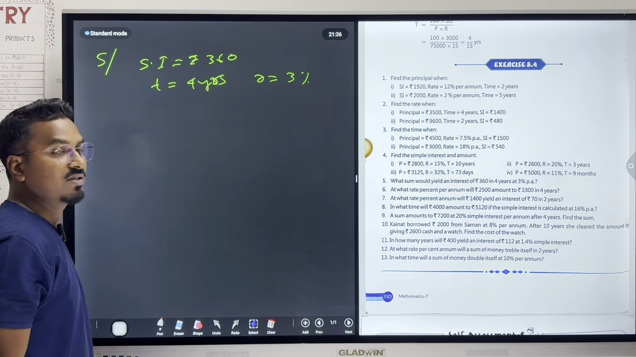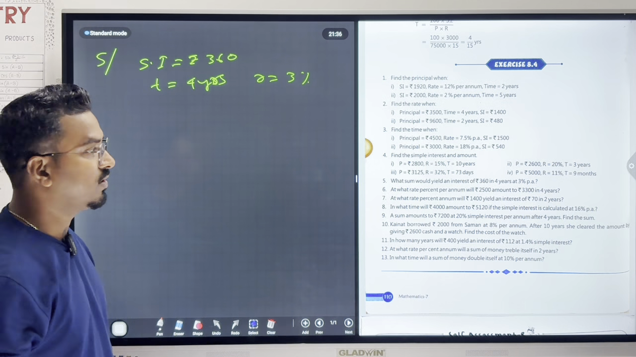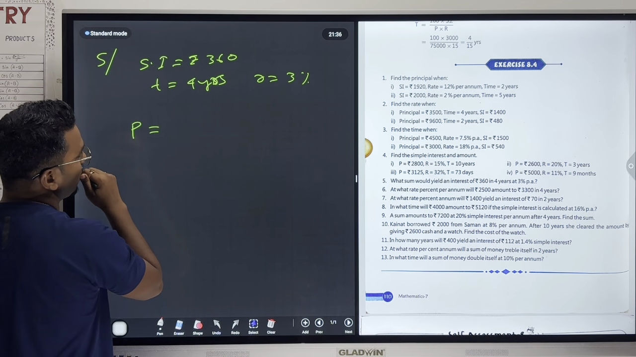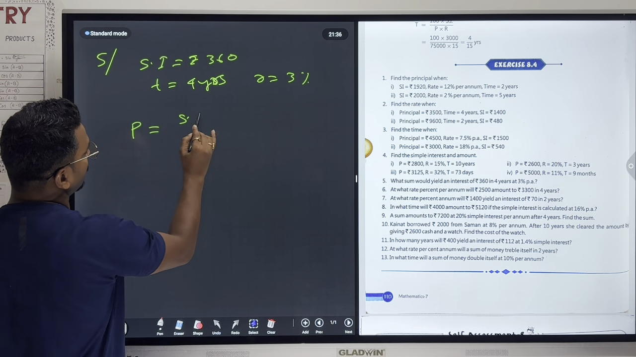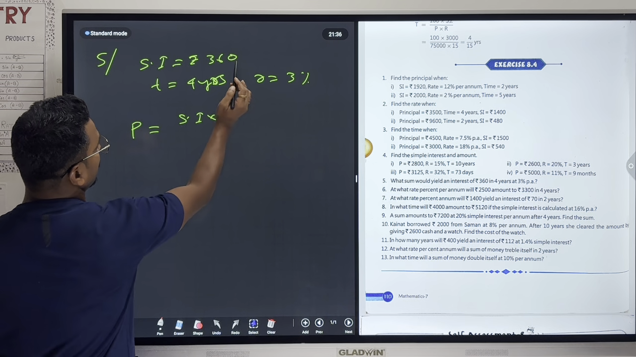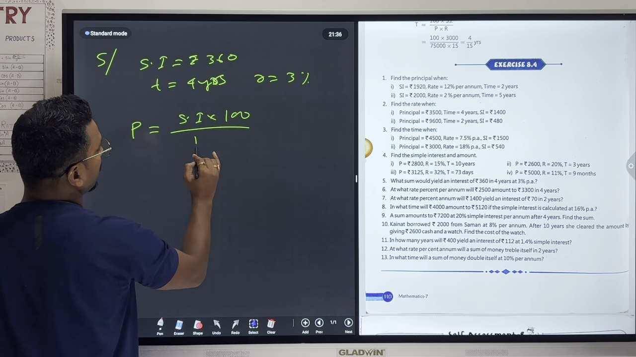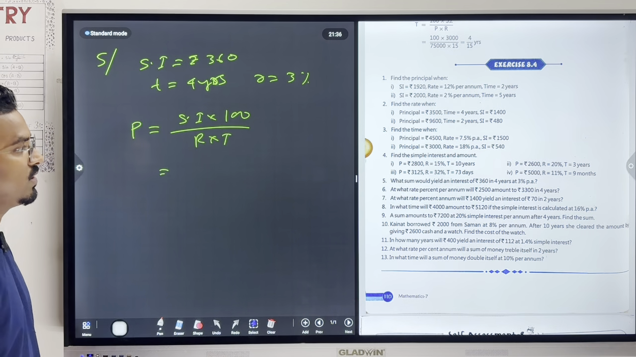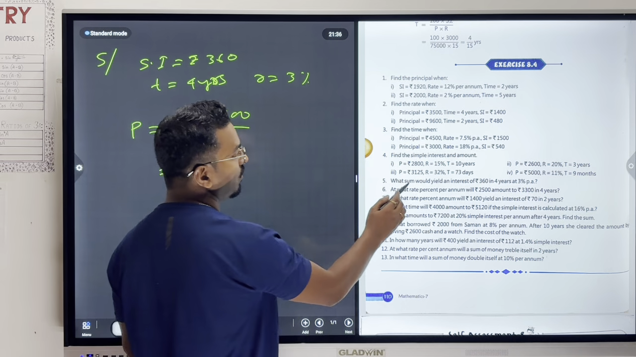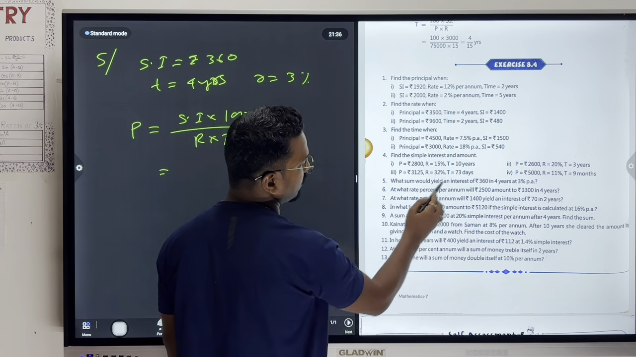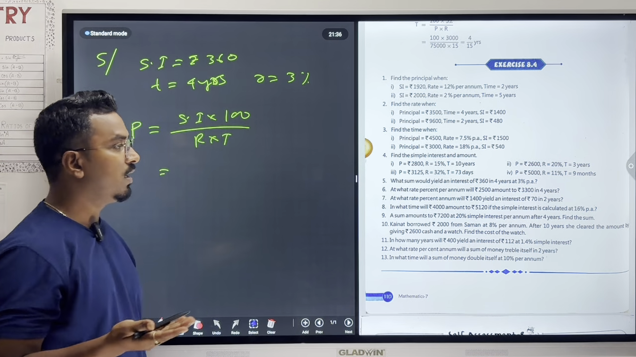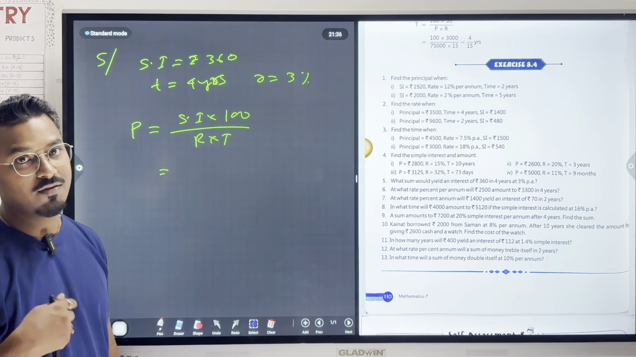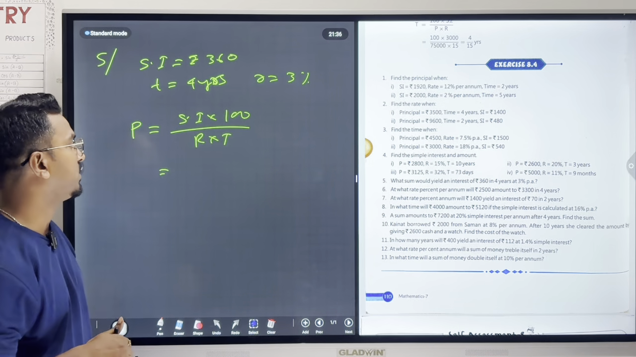So what will be the principal? You have to find the principal. To find the principal, what is the formula? Simple interest into 100 divided by rate into time. By using this formula you can find the principal. So for what principal will you get 360 rupees as interest in 4 years if the interest rate is 3%?